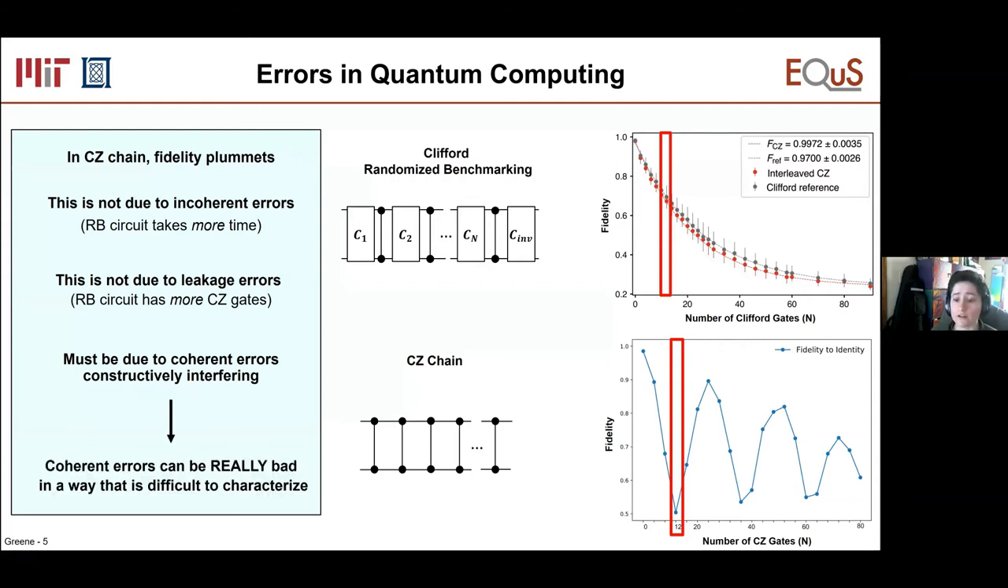So what I want you to take away from this is that coherent errors can be very bad for circuit performance in a way that is difficult to characterize, because it depends on the structure of the circuit that is being run. So for running longer circuits, we wanted some technique for mitigating these coherent errors.